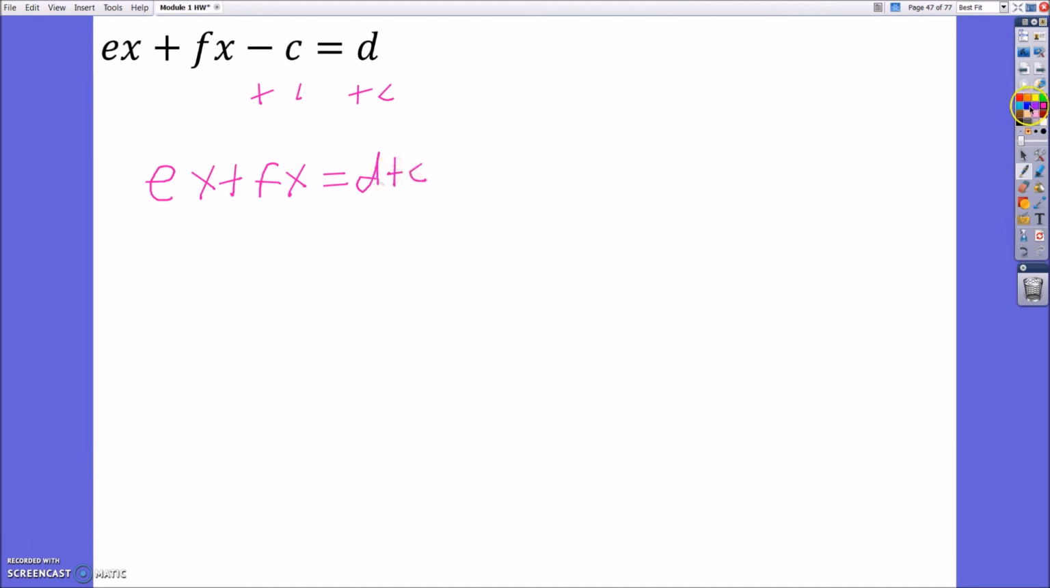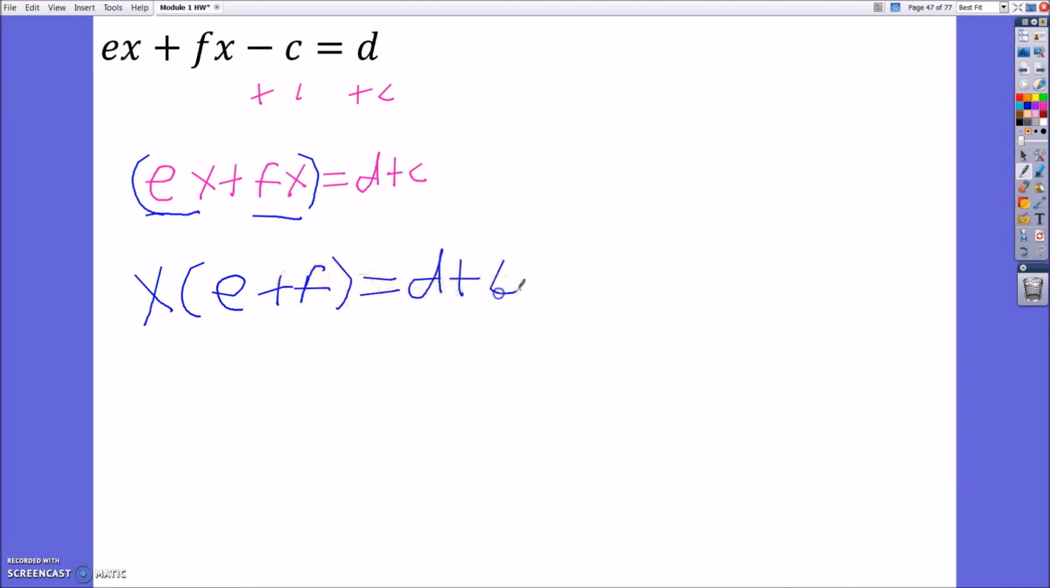Now this is the tricky part. It's kind of like reverse distribution. You see that both of these have an x. So I can pull out or factor out an x, and I'm left with x times e plus f equals d plus c. This right here is probably the most confusing step because we're not used to seeing it this way. But if I were to distribute again, we would get ex plus fx. So therefore, I know it's okay to do that.